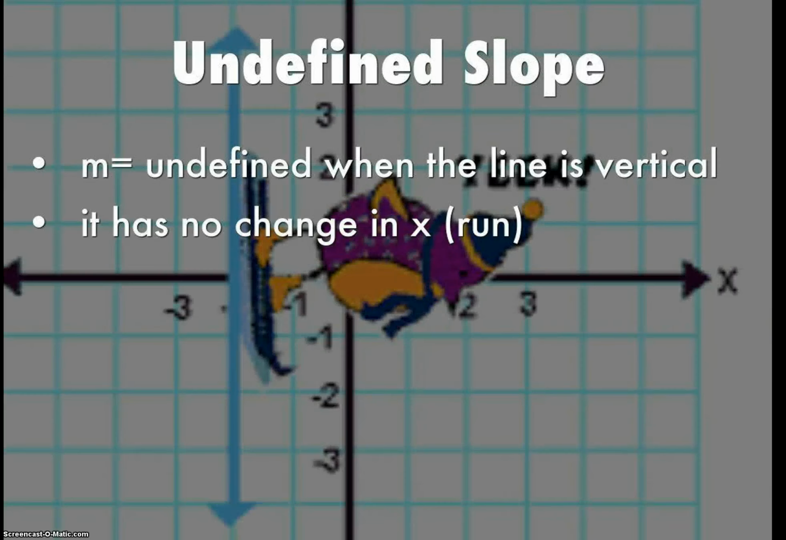And then the fourth type of slope is undefined. So this little birdie here is trying to go straight down, and it's going to be impossible. They're going to crash and burn. But M is undefined when the line is vertical. It has no change in x, so just a change in y. It goes up and down, but it doesn't go left to right.